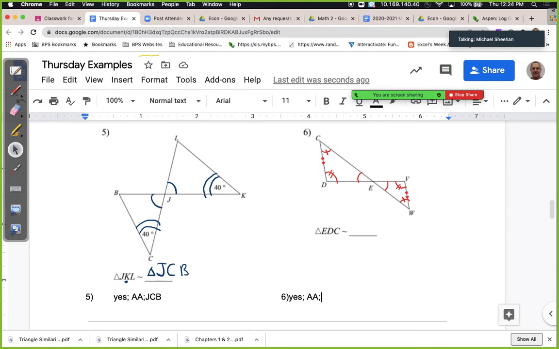So let's start with E, right? Yes. E definitely matches up to E. But now I look at D. D has the two stripes. V has the two stripes. So V has to come next. And then C is last. C is congruent to W. So it is EVW.